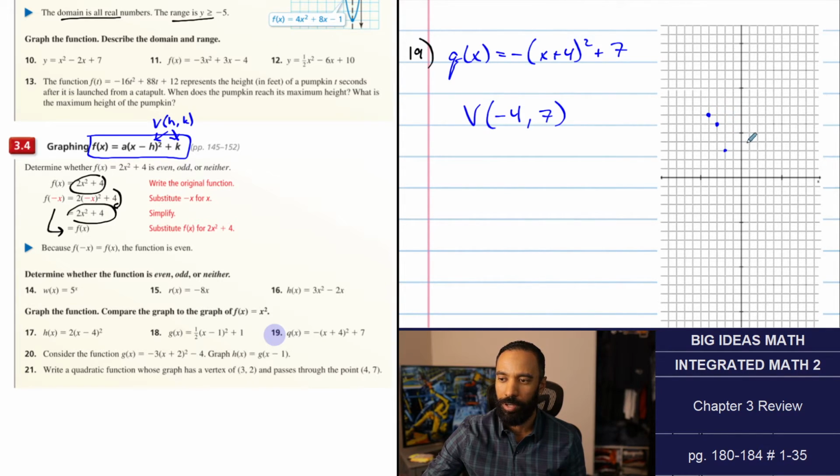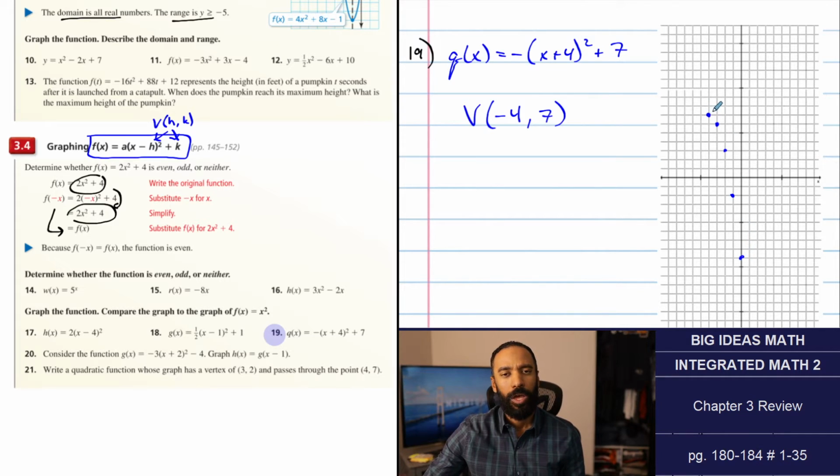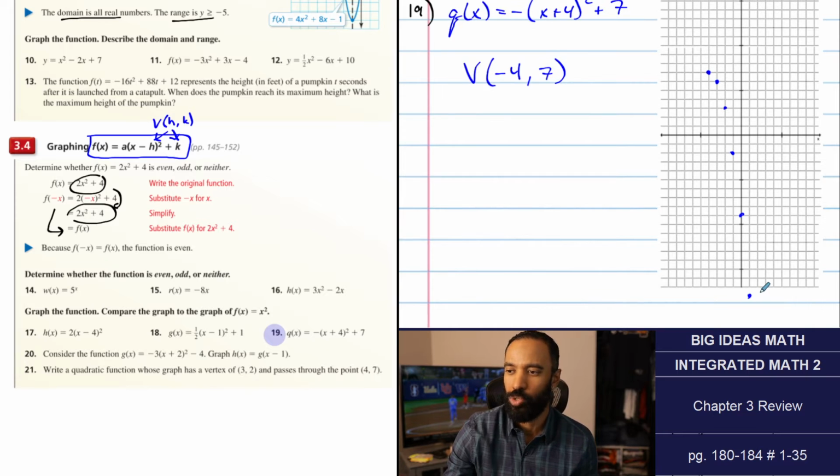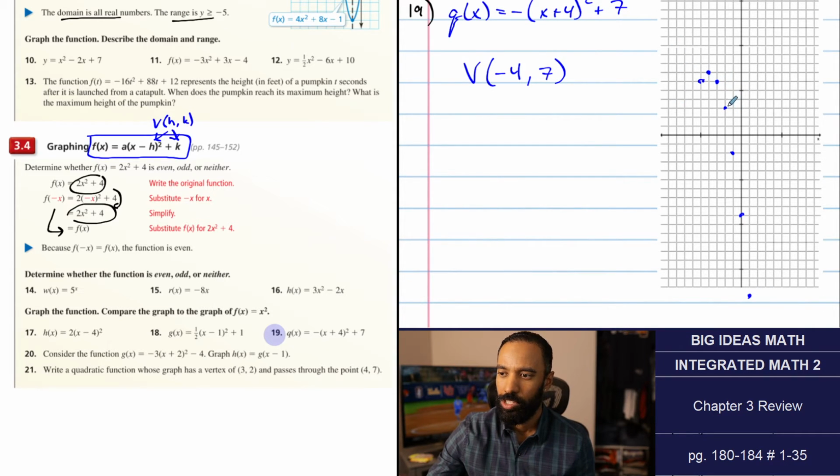1, 1, 2, 4, 3, 9, and 4, 16. 16 down from 7 is negative 9. 5, 25. What's 25 down from 7? That's negative 18. That technically doesn't fit. It'd be 1 away, but I can force it. So we'll go ahead and do that.